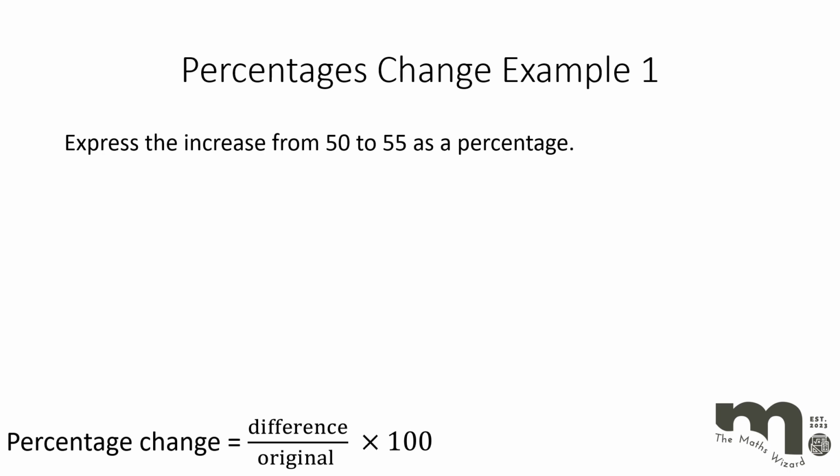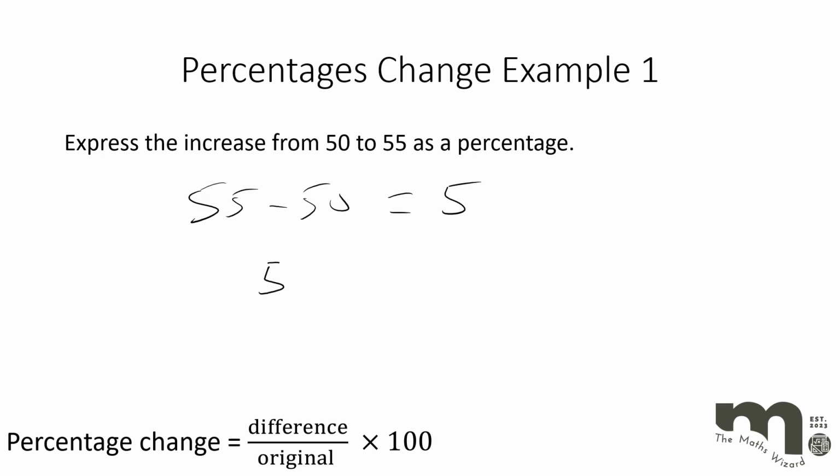Okay, so to work out that difference then, if we do 55, sorry, my pen's been a pain. Just give me a sec. Let's try again. So if we do 55 take away 50, that will give us 5. So our difference between the original amount and our new amount is 5.